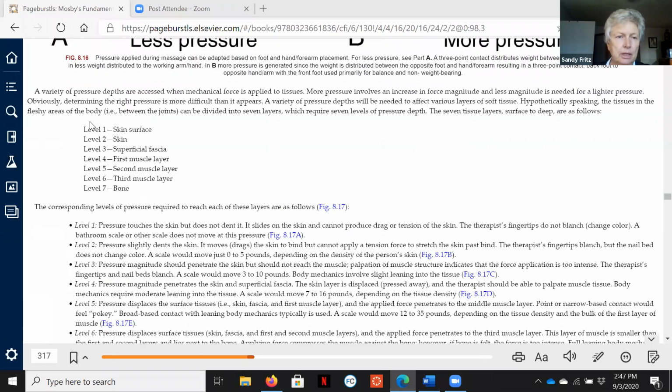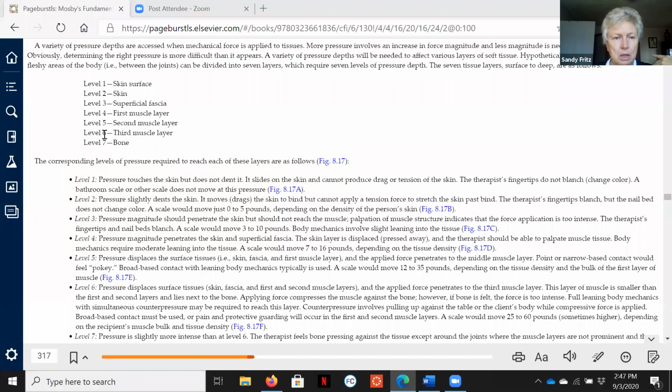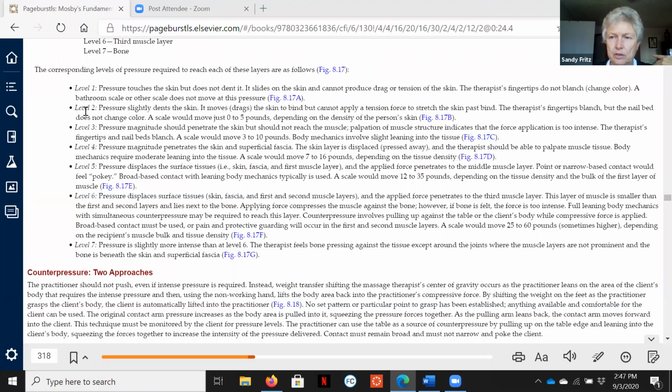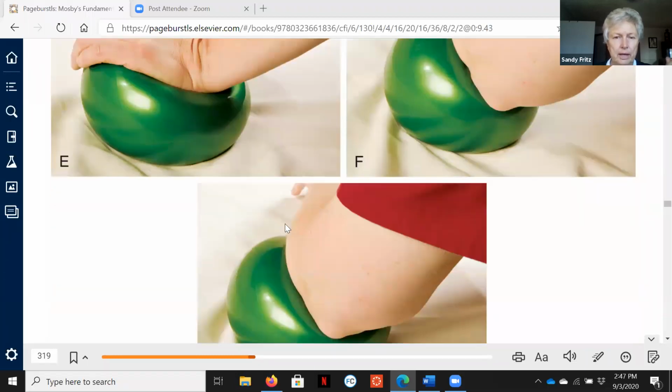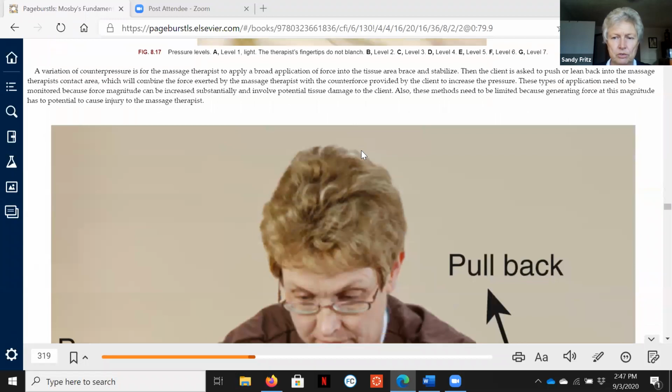Pressure is measured in, this is arbitrary, I've got a 7-level pressure scale here. Nobody has done this specifically, but this is pretty accurate, and it's set up on layers of tissue from the skin surface down to the bone. It gives you some ideas here, and you can use a regular bathroom scale and follow this along and look at your efficiency in pressure delivery. And then here's kind of a schematic, some pictures.